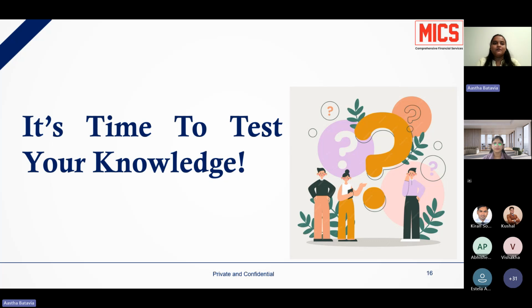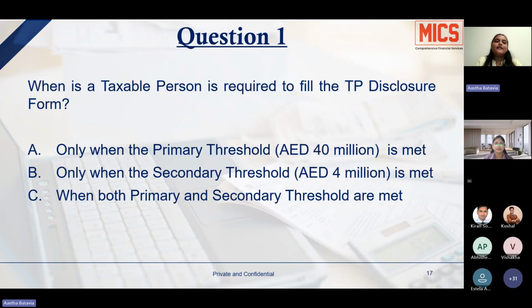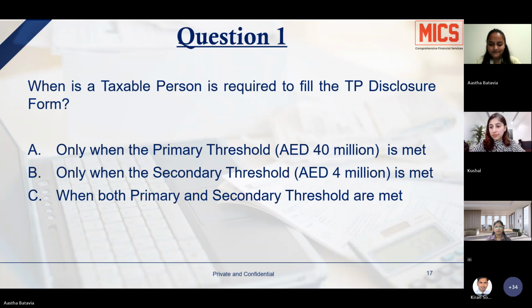The first question for you is, when is a taxable person required to fill the TP disclosure form? Is it only when the primary threshold, that is AED 40 million, is met, only when the secondary threshold of AED 4 million is met, or when both primary and secondary thresholds together are met? Please drop your answers in the comment section.